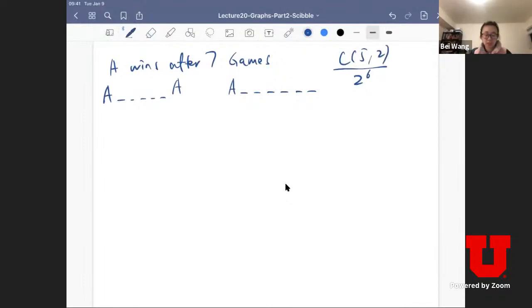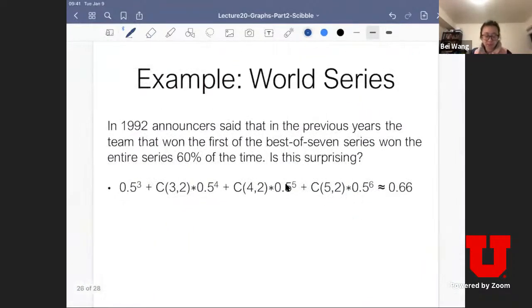Okay. Now, what we end up doing is adding each of those together, and that's roughly equal to 66% probability. Okay.